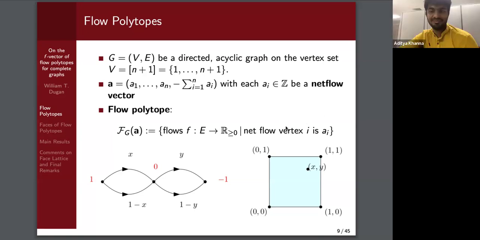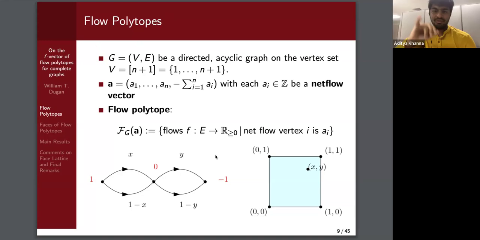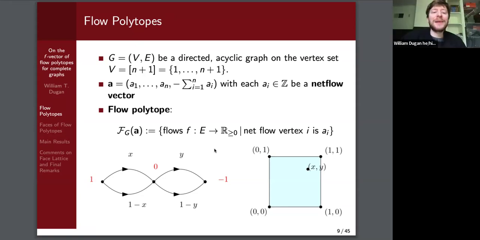Awesome. There's one more clarification question in the chat. So for your example, is the net flow vector 1, 0, -1? That is correct. Yes. Also, a question for me. So does the flow polytope, is it like a phase-based thing where each point will tell you a possible flow? Yes, absolutely. That's a great way to think about it. Every point in the polytope is some flow along the graph.